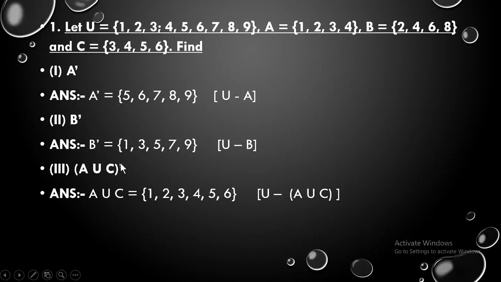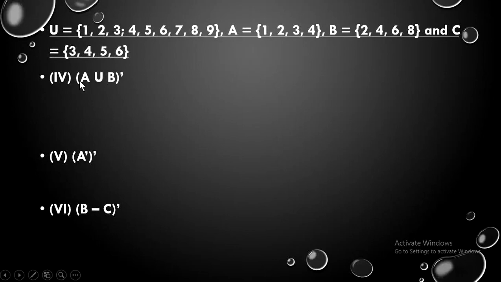Now when they ask you to make the complement of that, again universal set minus A union C. So that will give you your final answer. Now when you do the universal set minus this set, you can see here it consists of 1, 2, 3, 4, 5 and 6. So when you subtract these elements from the universal set, the leftover elements are 7, 8 and 9. So that is your final answer for the complement.